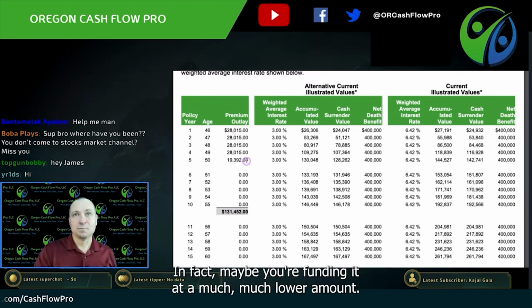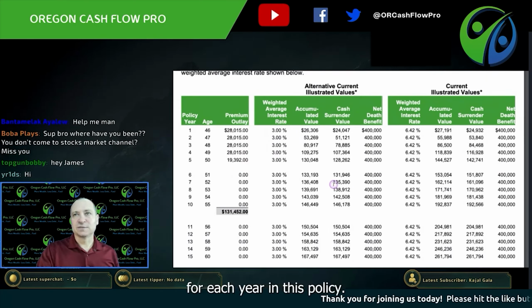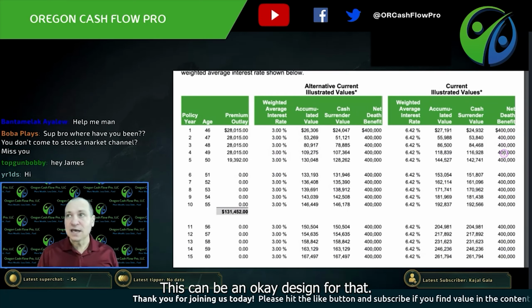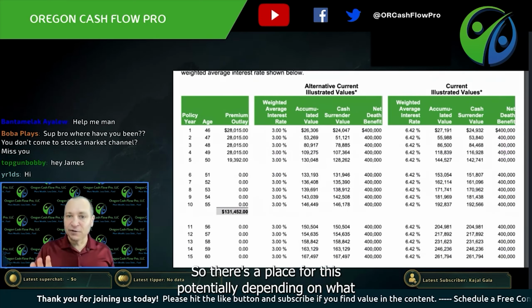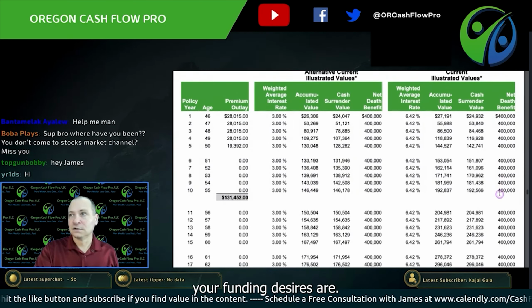Okay. In fact, maybe you're funding it at a much, much lower amount. Maybe you're funding it at the 8,000 that the MEC limit is for each year in this policy. But you want to have 400,000 in death benefit. This can be an okay design for that. So there's a place for this potentially, depending on what your funding desires are.